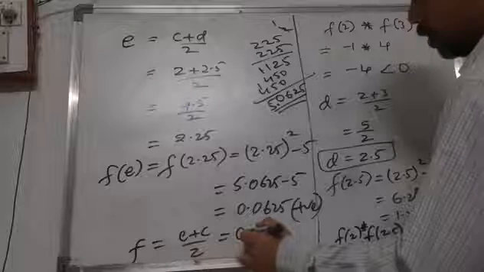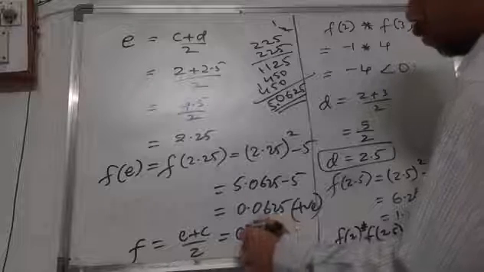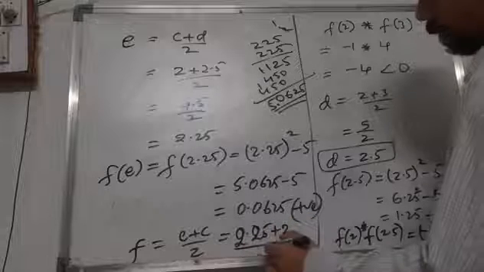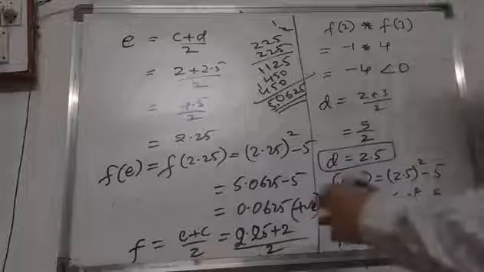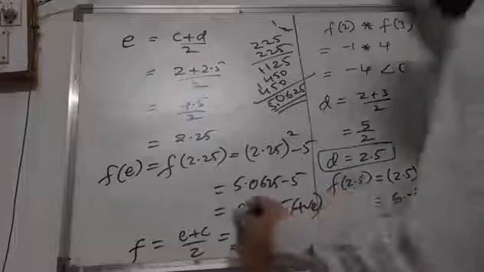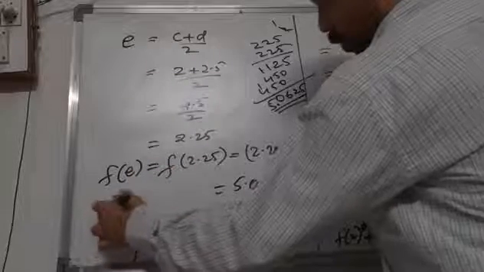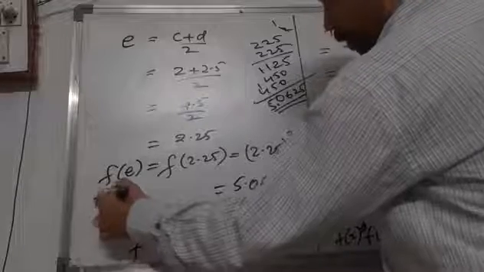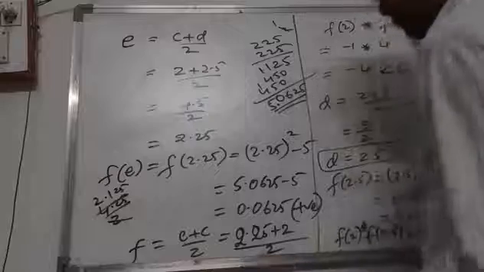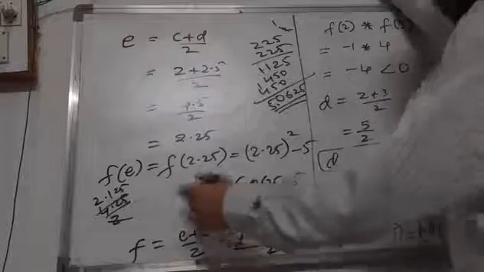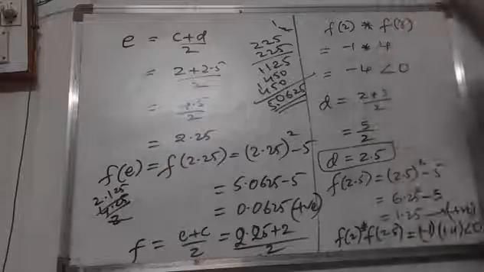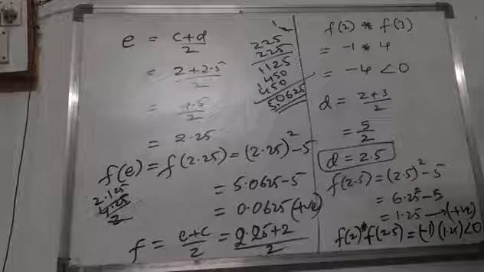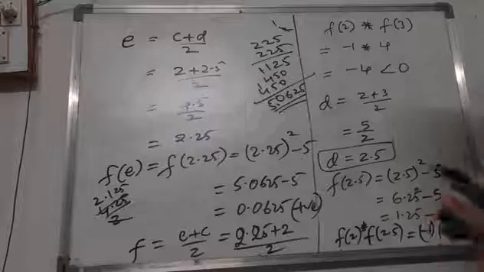So E is 2.25 plus C is 2 by 2. So what you will get here, approximately you will get 4.25 by 2. So 2 ones are 2, 2 2s are 0.125 you will get. 2.125 you are going to get. So now you have to find out the value of 2.125. So that is f of f we are going to find out.